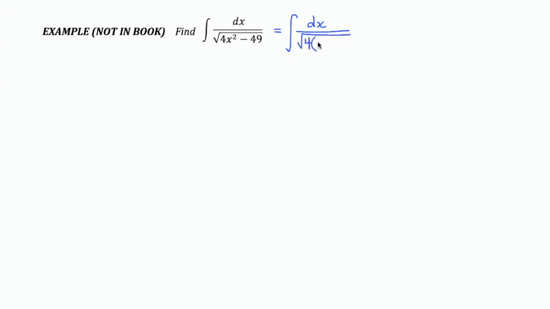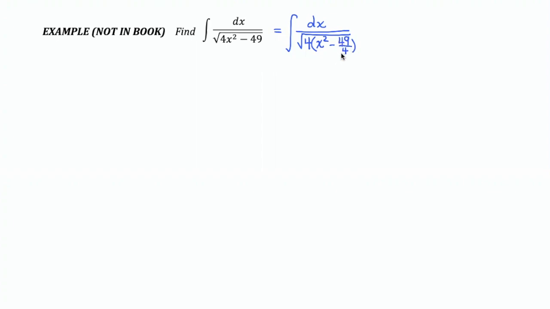And if I factor out a 4 from x squared, that's fine, but I do need to factor a 4 out of 49, and of course 4 is not a factor of 49. So I'm just going to write it as the fraction 49 over 4. And hopefully you can see if I were to distribute, I would just get minus 49 back.